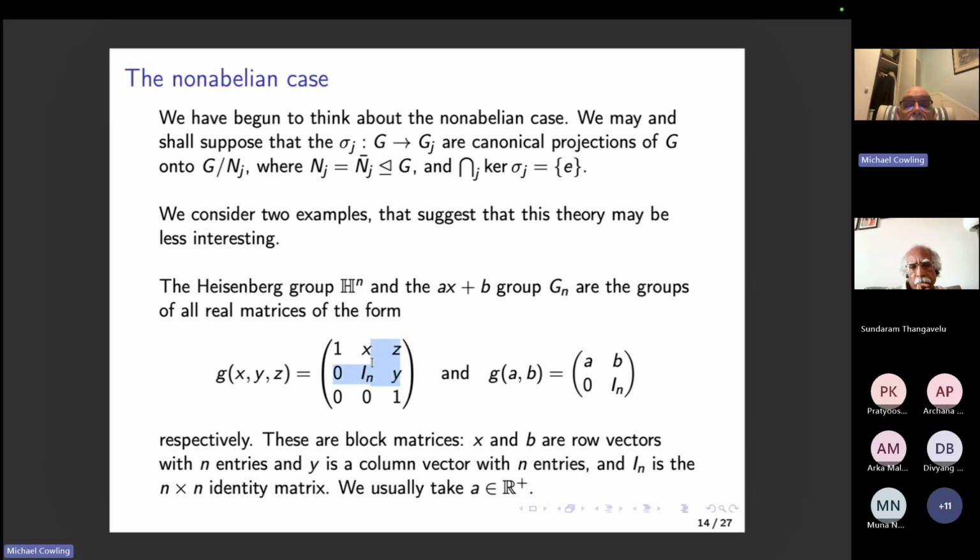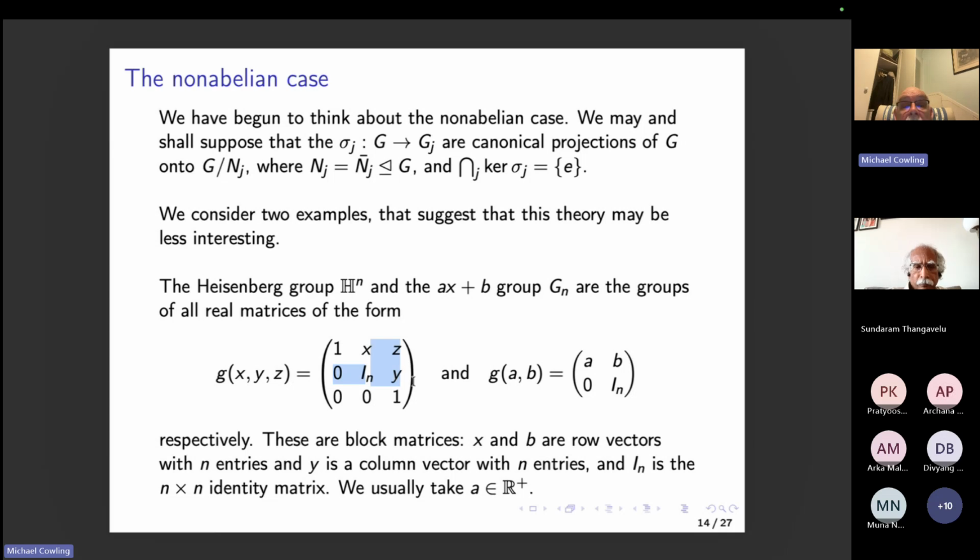This is an n by n block. This is a 1 by 1 block. This is an n by 1 block. So this is a row vector. This over here is also a row vector with n entries. And this one has to be a column vector to make this into a nice block matrix.